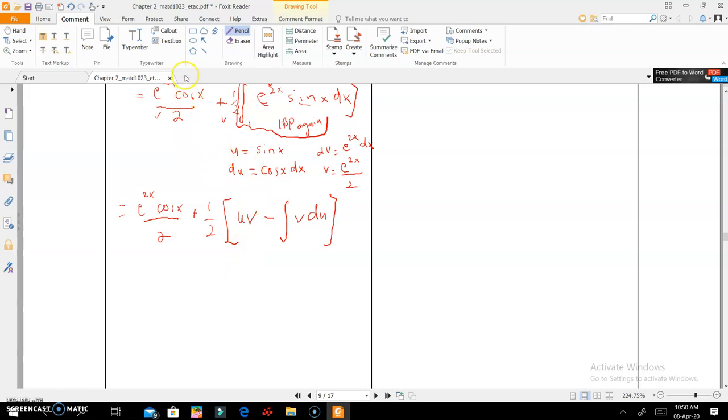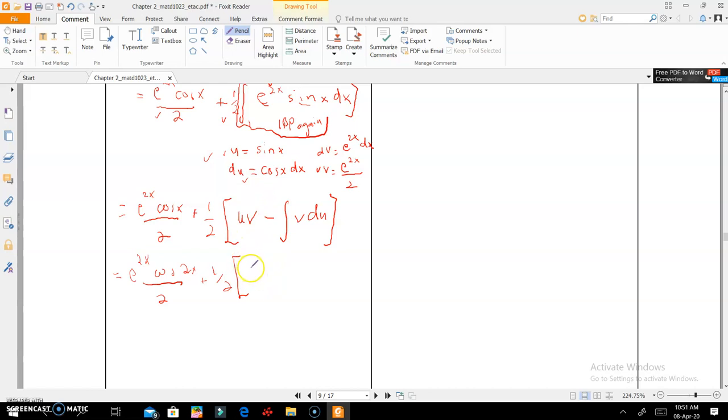Okay, so don't pick the old u and your old dv. You need to go for the new one here. So you are going to get here the exponent of 2x cos 2x over 2 plus 1 over 2. So your u, v, and du is already there. So you just need to multiply it.